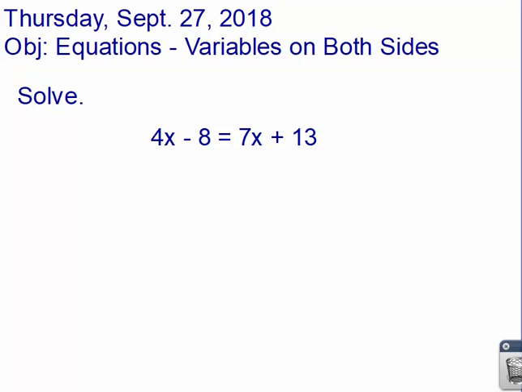Step number 1, get your letters on one side. How do I do that? Add the opposite. Get the numbers on the other side is step number 2. And how do I do that? I add the opposite. And then last but not least, solve. And how do we do that? We do the opposite, or we do an inverse.